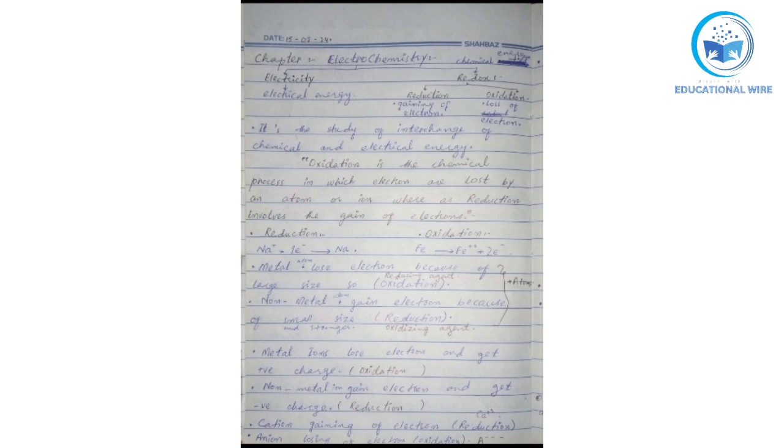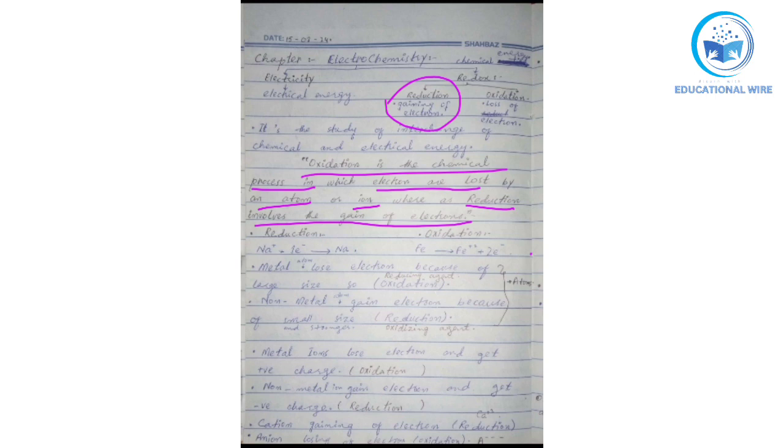So talking about oxidation first, it says that oxidation is the chemical process in which electrons are lost by an atom or an ion, whereas reduction involves the gaining of electrons. As we have done here, reduction is gaining of electrons and oxidation is losing of electrons. Let's take an example of reduction and oxidation.